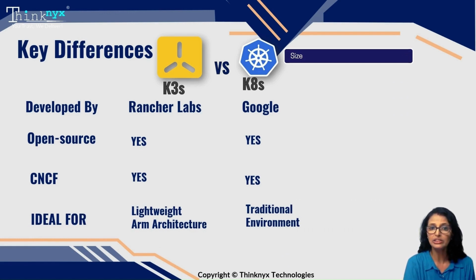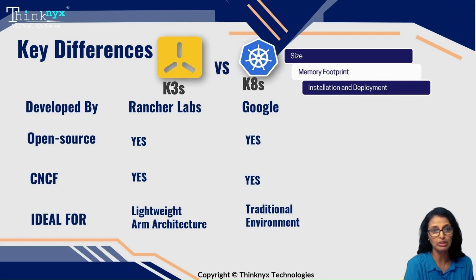K8s is a larger and more comprehensive Kubernetes distribution, while K3s is a lightweight version specifically designed for resource-constrained environments, with a specifically smaller binary size. K8s has a larger memory footprint compared to K3s, making K3s more suitable for environments with limited resources. K8s requires more time and effort to install and deploy, while K3s can be installed and deployed quickly with a single command.